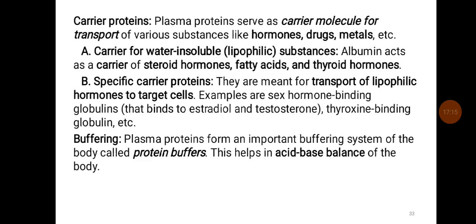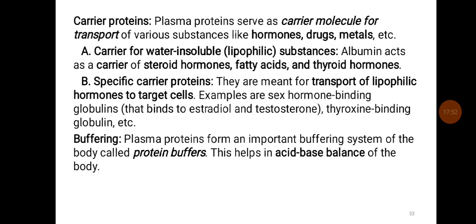They can also act as carrier proteins. Plasma proteins serve as carrier molecules for transport of various substances like hormones, drugs, metals. Carrier for water insoluble substances. Albumin acts as a carrier for some steroid hormones, fatty acids, and thyroid hormones. Specific carrier proteins are meant for transport of lipophilic hormones to the target cells. Examples are sex hormone binding globulin, thyroxine binding globulin, etc.